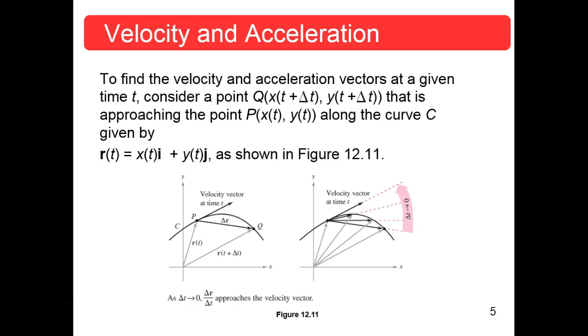As delta t approaches 0, delta r also approaches 0, so delta r over delta t approaches the velocity vector, and the velocity vector is that tangent vector there at point P. These are the secant vectors, average velocities between here and here, or here and here, but this is the instantaneous vector at point P, as we let delta t approach 0.